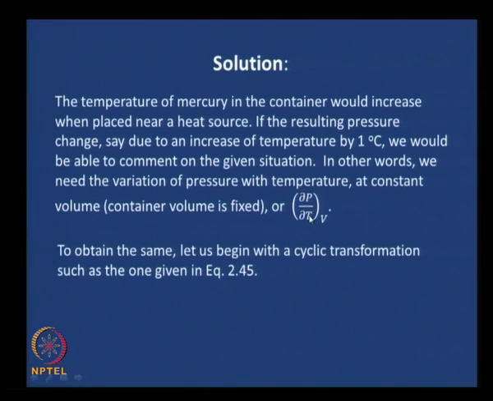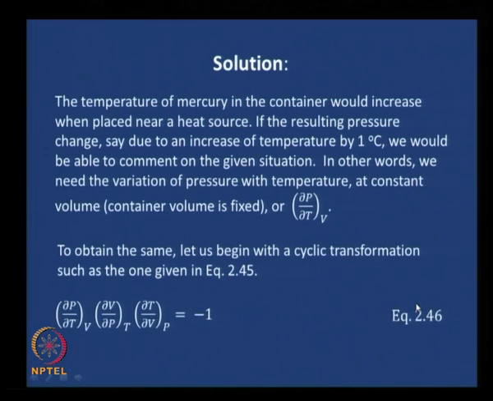This is what we need, ∂P/∂T at constant V, and to obtain this we would like to begin with a cyclic transformation such as the one given in 245. That was a slightly different cyclic transformation; the one that is needed to get this would be different. Let us start with this: (∂P/∂T) at constant V, (∂V/∂P) at constant T, (∂T/∂V) at constant P equals -1.